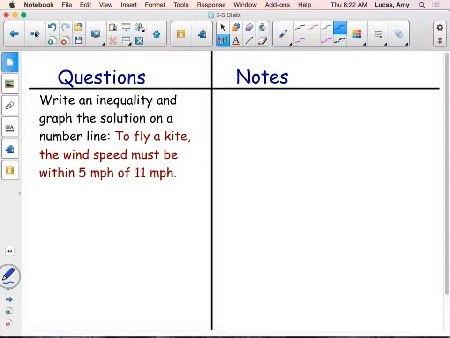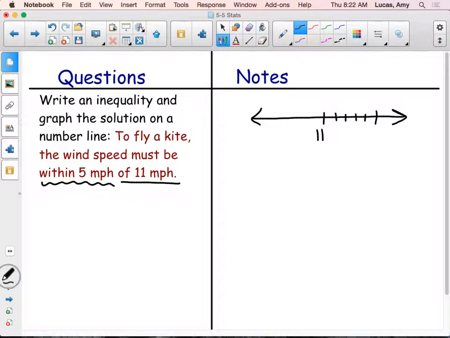Okay, write an inequality and graph the solution on a number line. To fly a kite, the wind speed must be within 5 miles per hour of 11 miles per hour. So within 5 miles per hour of 11. So that means I have to start with the 11 miles per hour. And I have to be within 5. So that means 5 to the right, which would be 16. 5 to the left, which would be 6.